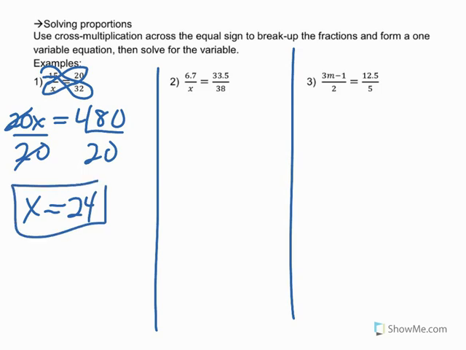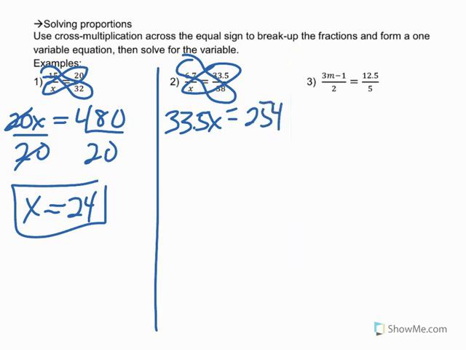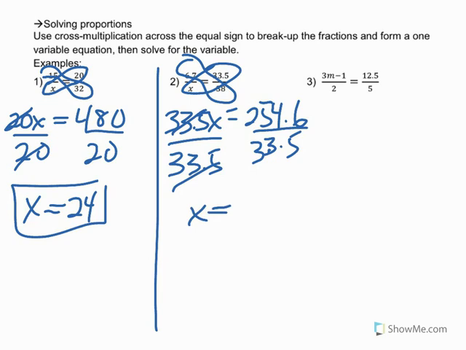Let's solve the next proportion. Again, we're going to do a cross product here. So this is going to be 33.5x equals the cross product of 6.7 times 38, which comes out to be 254.6. Go ahead and erase a little bit here. Okay, we're going to divide both sides by 33.5. These cancel out, and we get that x equals 7.6.